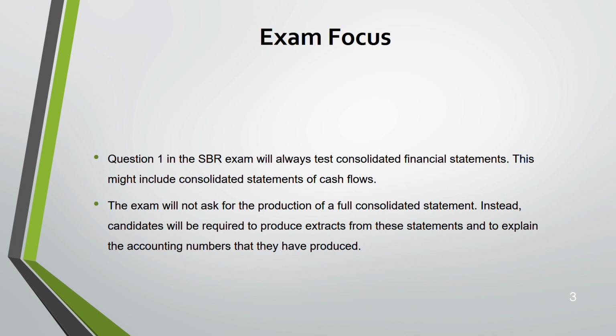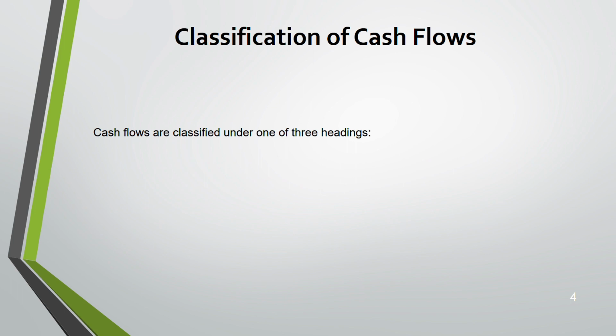Then what will you be asked? Instead, you will be asked to prepare extracts, just some part, maybe just investing activity, operating activity extracts, and you have to explain those accounting numbers. You have to be in a position to explain those accounting numbers. Okay. So let's start with the classification of cash flow.